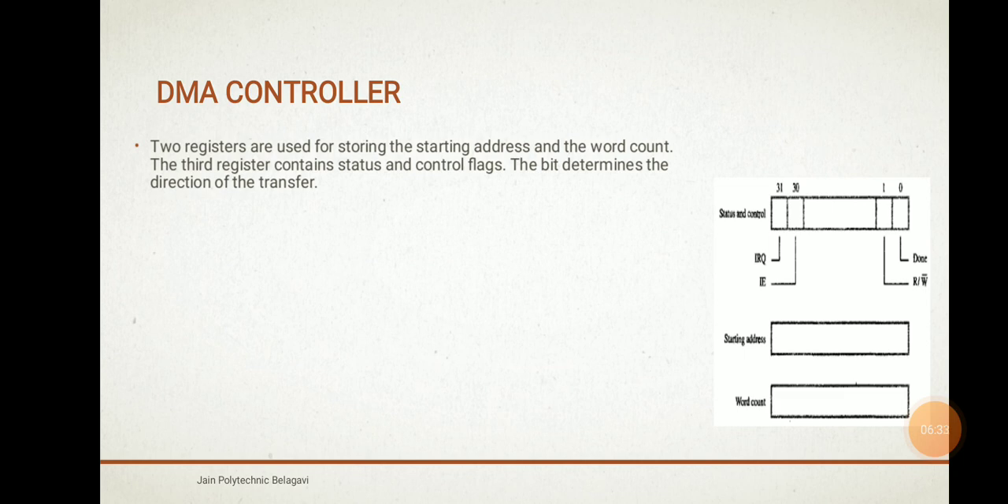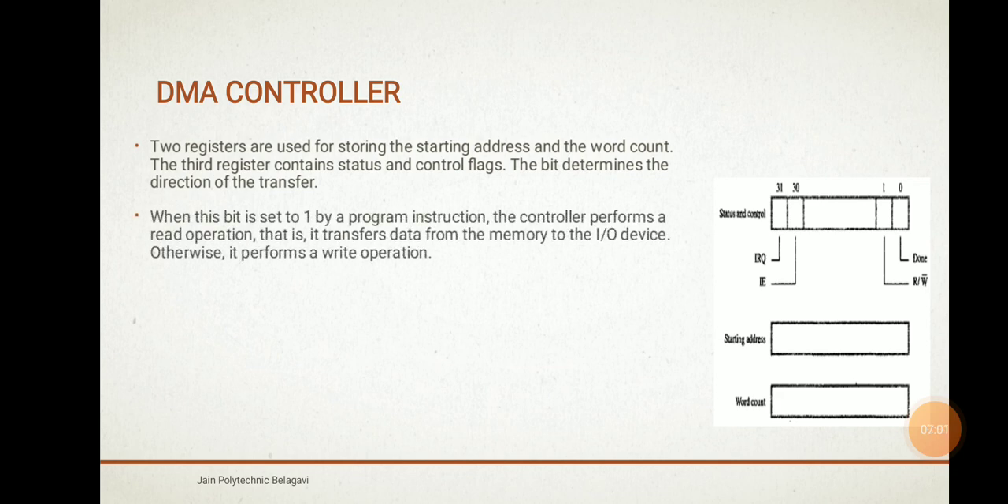As you can see here, there is a status and control register, which is 32 bits. Two registers are used for storing the starting address as well as the word count, and the third register contains the status and control flags. The bit determines the direction of transfer. When this bit is set to 1 by the program instruction, the controller will perform the read operation, that is, it transfers data from memory to the device. Otherwise it will perform the write operation if it is set to 0.